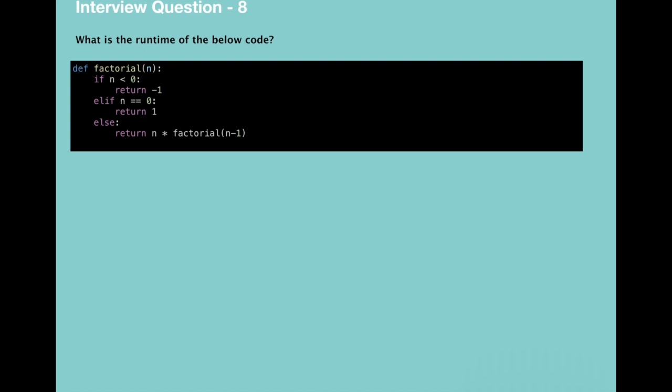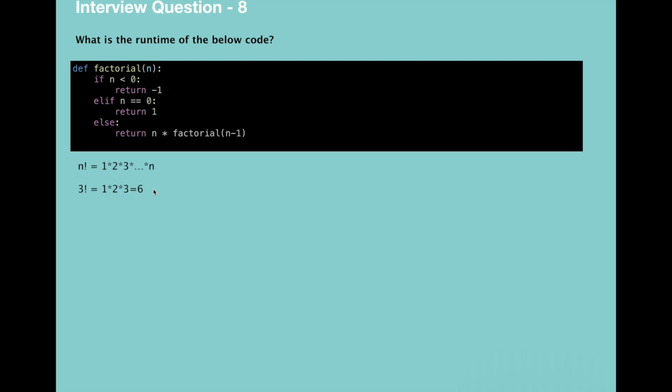Question number 8. Here again, we need to find the time complexity of this code. This method is calculating the factorial of any given number. In case you don't know what factorial is, it's a multiplication of numbers from 1 till n. So the factorial of n will be 1 multiplied with 2 multiplied with 3 until n. As an example, you can see here the factorial of 3 is 1 multiplied with 2 multiplied with 3, and we get 6.